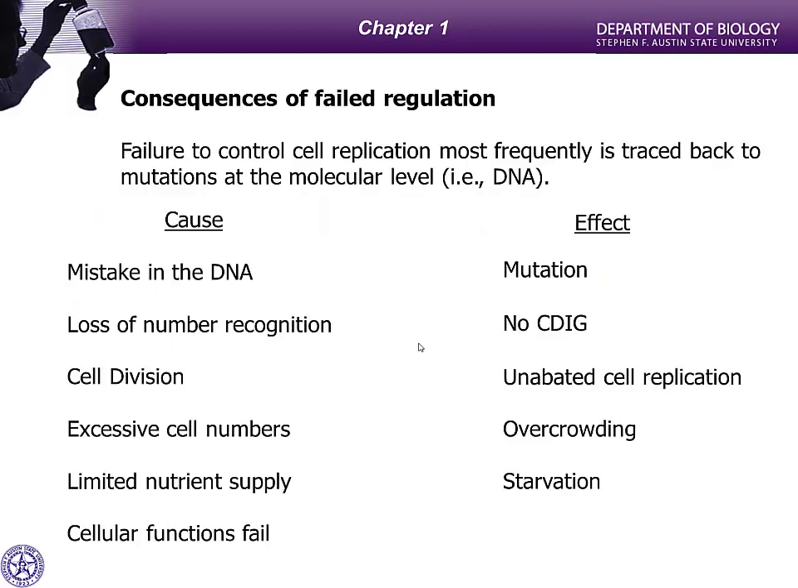So once you overcrowd the cells, then you run out of food. It's like having a population of animals in a confined area. If you don't have enough food, some are going to starve. And when some starve, they die. And cells are no different.